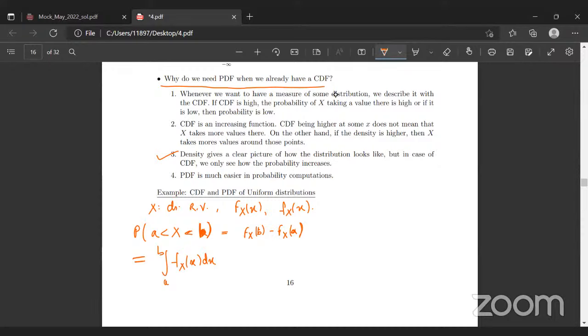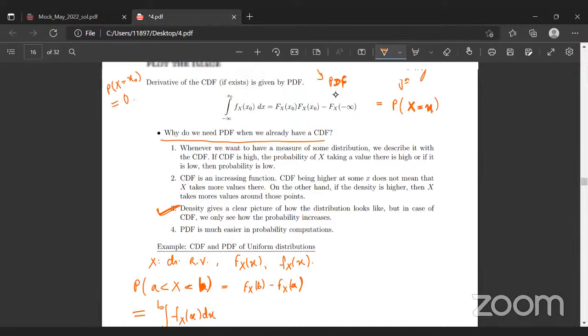Point number 4 is basically that if you know the distribution, then using the CDF it is much easier to calculate. But if you don't know it, then the PDF comes more handy in that case. And the PMF is for a discrete random variable.